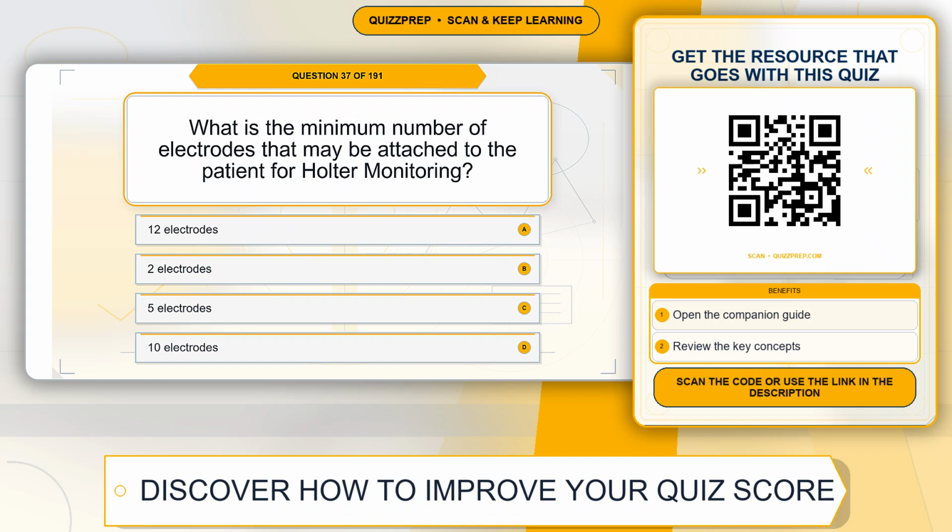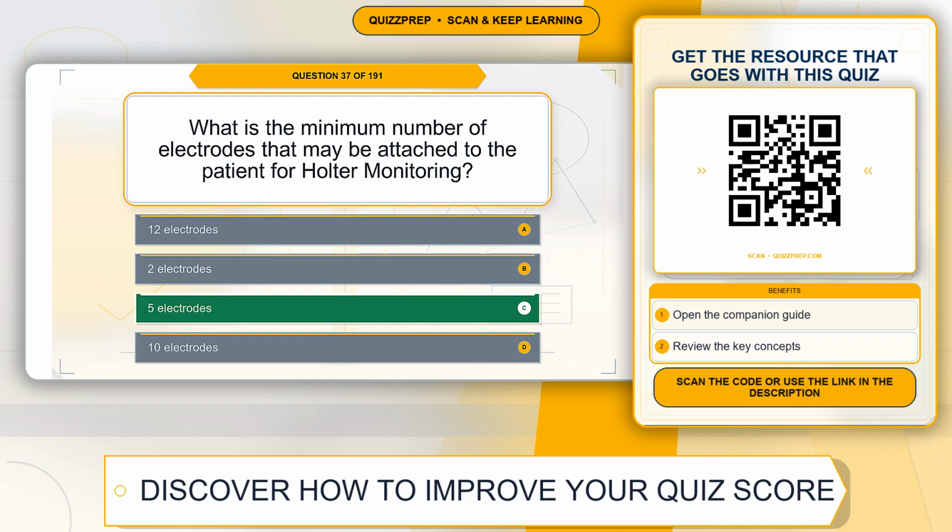Question 37. What is the minimum number of electrodes that may be attached to the patient for Holter monitoring? Option A, 12 electrodes. Option B, 2 electrodes. Option C, 5 electrodes. Option D, 10 electrodes. The correct answer is option C, 5 electrodes.